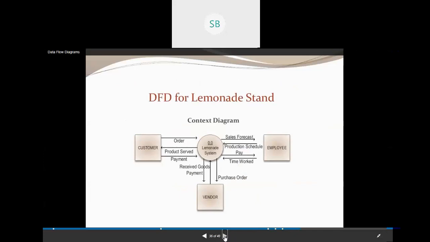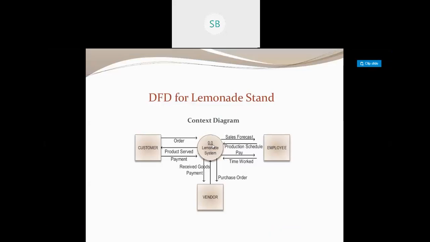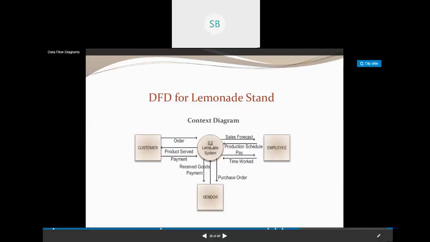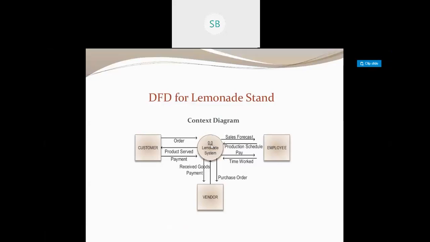So this is a lemonade stand. Here we have the context diagram, where we have only one process. How do you know it's level 0? Because it is labeled 0.0, or you can write 0 also. This is just the leveling. When we see the leveling is 0.0, we understand this is the context diagram.